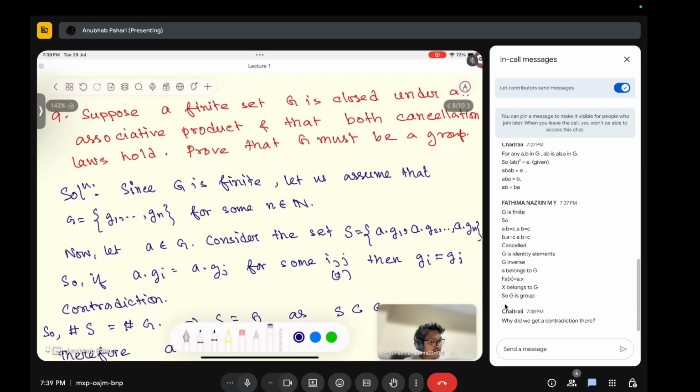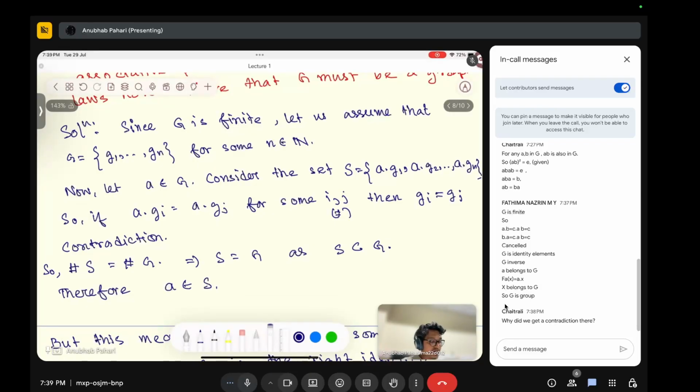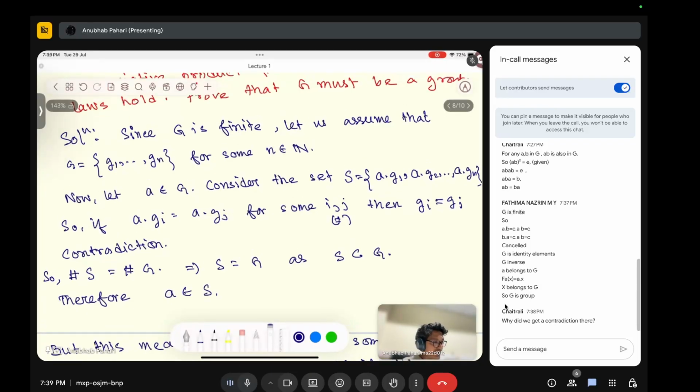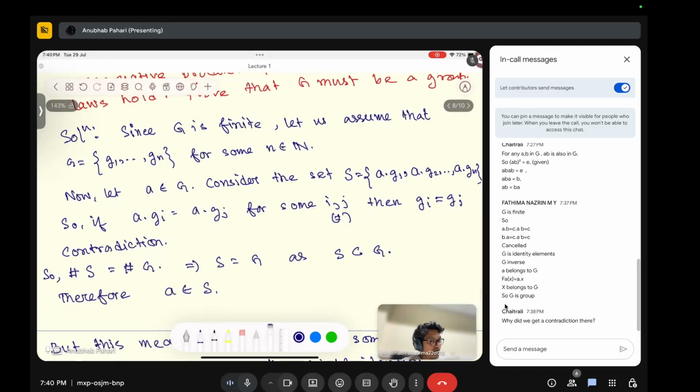So there are n elements here, so the cardinality of S and G are the same, right? I think up to this part there is no question. Is it all right? Okay. Now we already have that S is contained in G, because A belongs to G and all the Gi belong to G. So A dot Gi all belong to G. So S belongs to G.